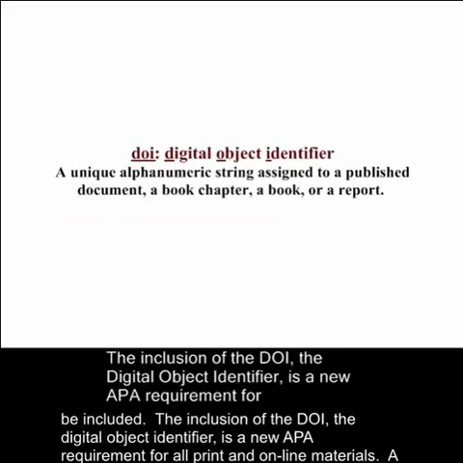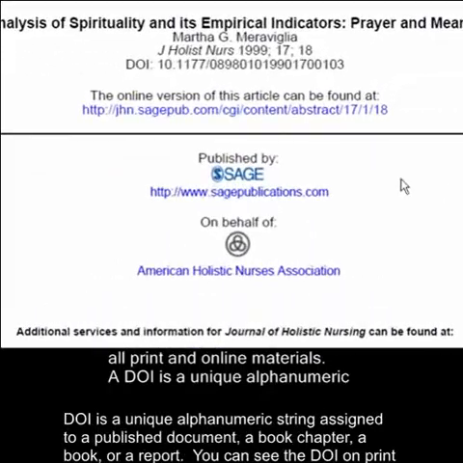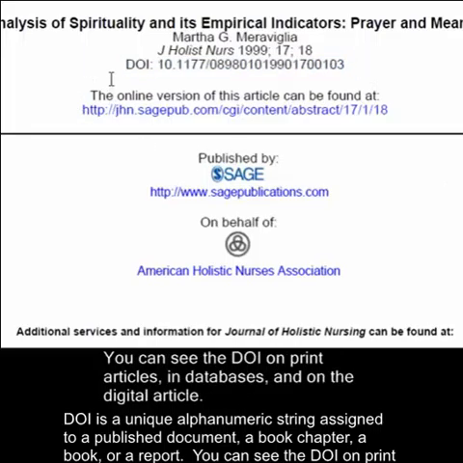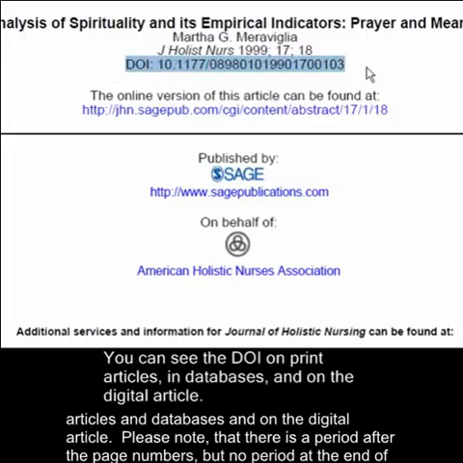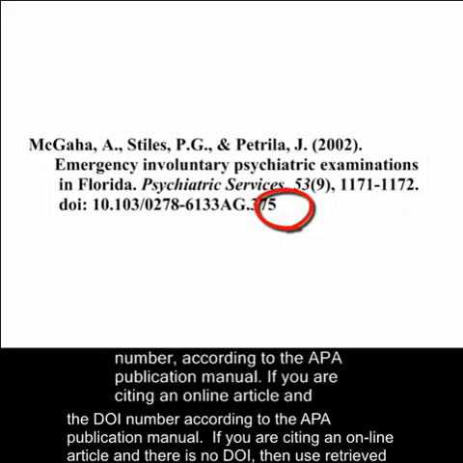The inclusion of the DOI, the Digital Object Identifier, is a new APA requirement for all print and online materials. A DOI is a unique alphanumeric string assigned to a published document, a book chapter, a book, or a report. You can see the DOI on print articles, in databases, and on the digital article. Please note that there is a period after the page numbers, but no period at the end of the DOI number, according to the APA Publication Manual.